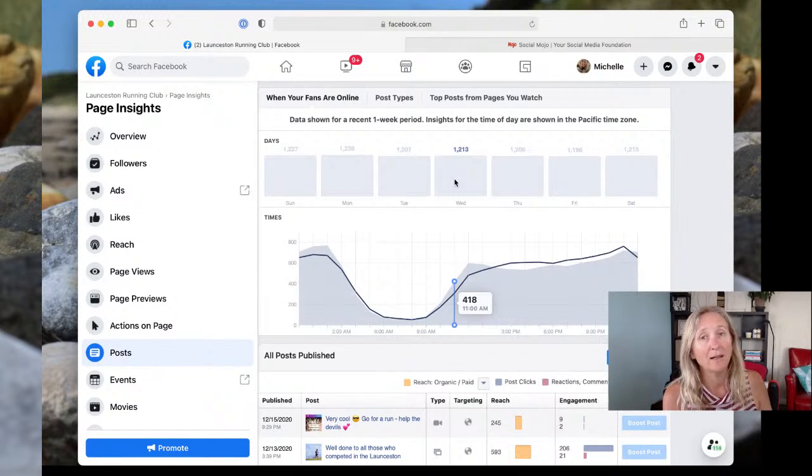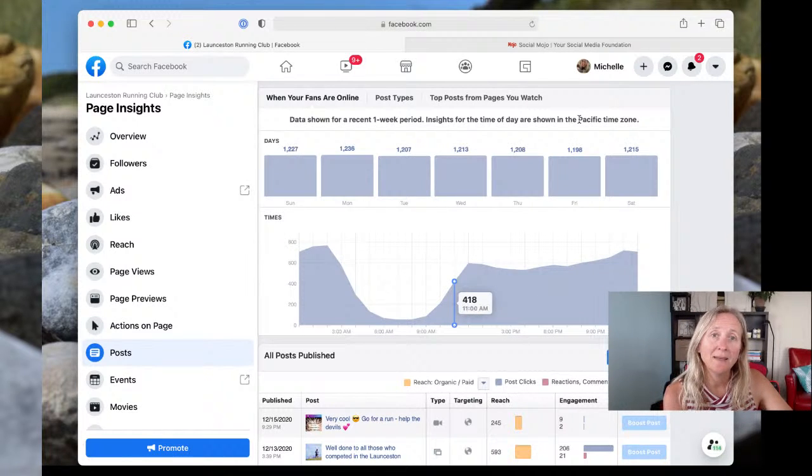The other thing I wanted to highlight, which is really, really important, if you are in Pacific time in America, then these times are very relevant for you. If you are not, then you need to do a time conversion. So I'm obviously, well, you may or may not know, I'm in Australia. So when I look down here and see 6 a.m. through to 9 a.m., no, the people who like my page are not asleep. They're not asleep at that time of the day.